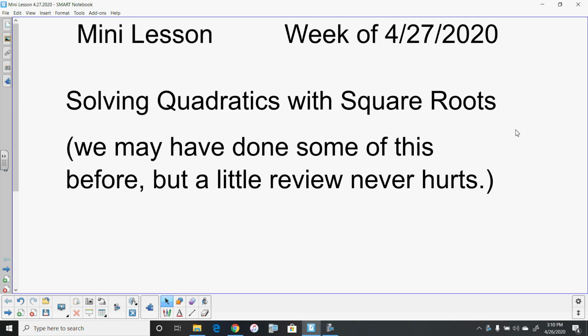But our lesson that I'm going to work on with you guys is solving a quadratic with square roots. I don't know if we've done this in class or not yet. I hardly even know what day it is anymore. But, you know, if we have done this already, a little bit of review doesn't hurt.